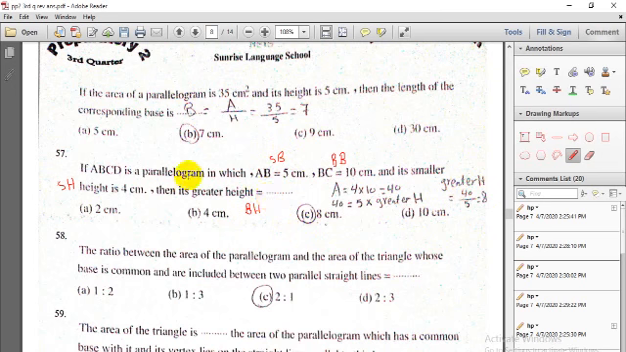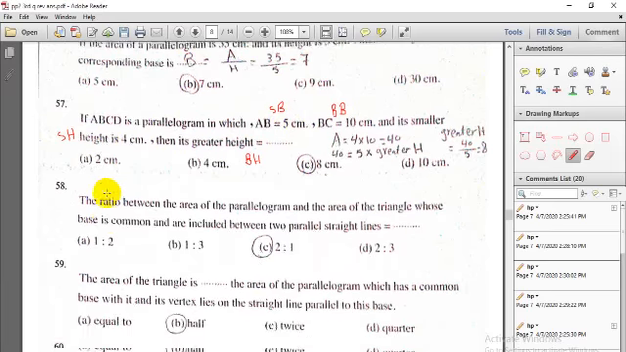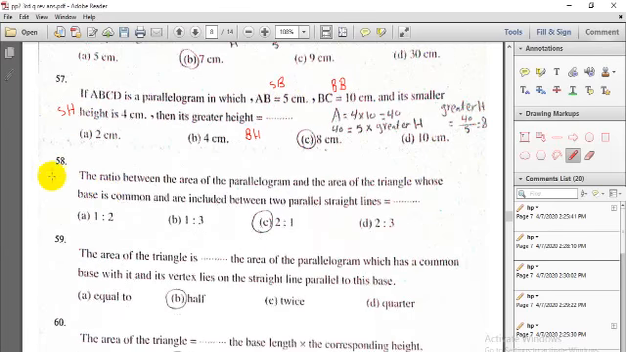Okay? Don't forget the area of parallelogram again: smallest base times biggest height, or biggest base times smallest height. Okay? Very good. Let's see 89.